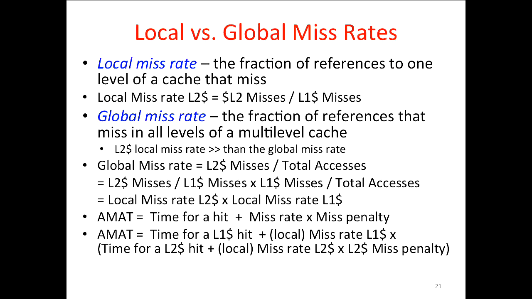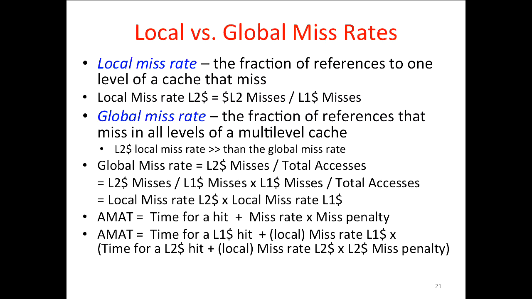Okay, there's a lot of text on this slide, so let's just work through it. The local miss rate is the fraction of references to one level of the cache that miss. So for an L2, the local miss rate is level two misses divided by the number of level one misses. That's the number of misses in the level two cache divided by level one misses, because that's the number of accesses that are made to level two.